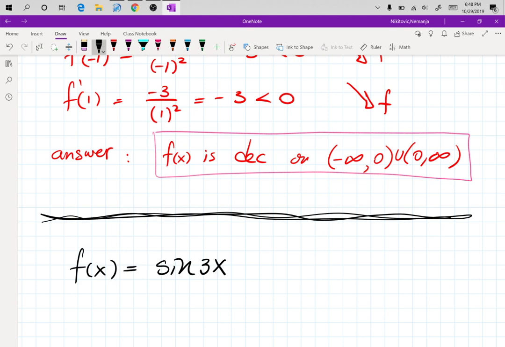Yes, with n, there will be infinitely many intervals of increase and infinitely many intervals of decrease. So you will be using n in your final notation. Yes, very good. Proud teacher.